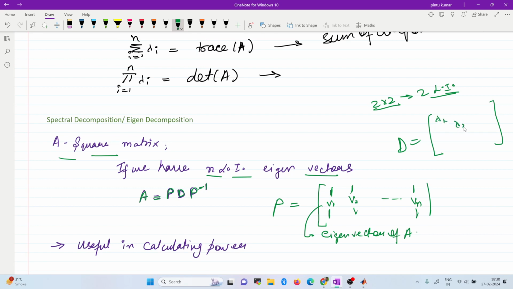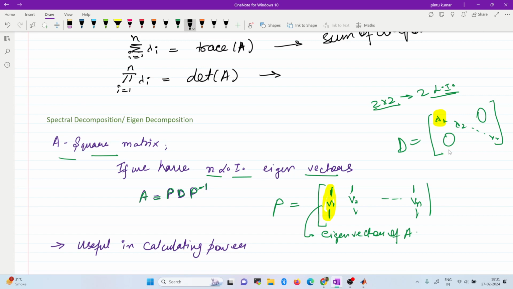So this is lambda 1, lambda 2, lambda n, and 0 elsewhere. So this is what a diagonal matrix looks like. Remember that if you have written lambda 1 in the first position in D, then you should include the corresponding eigenvector in the P matrix.